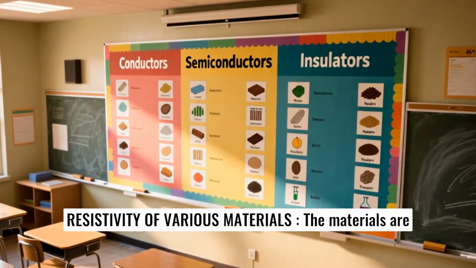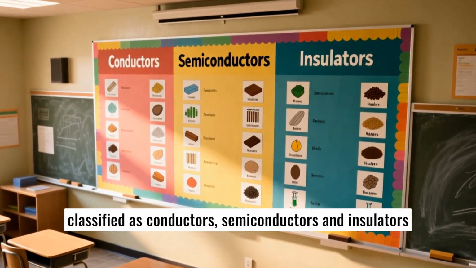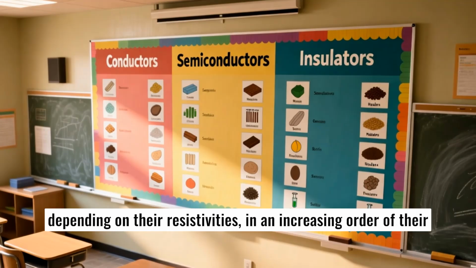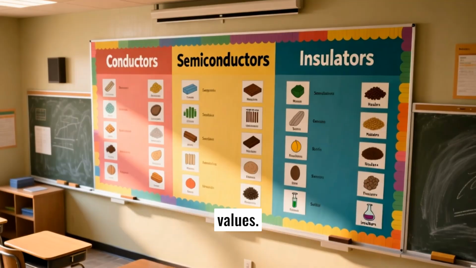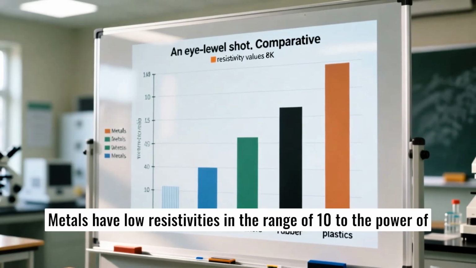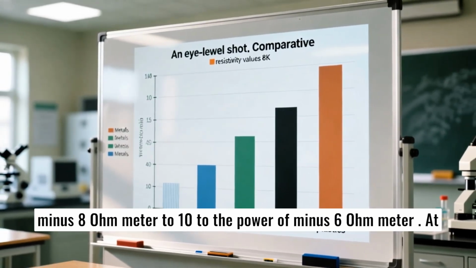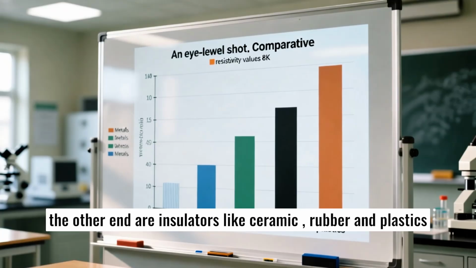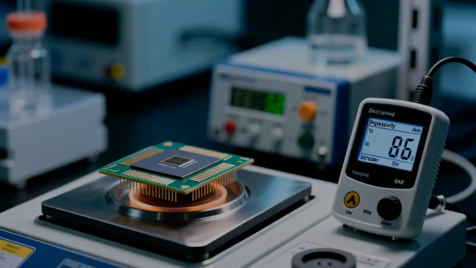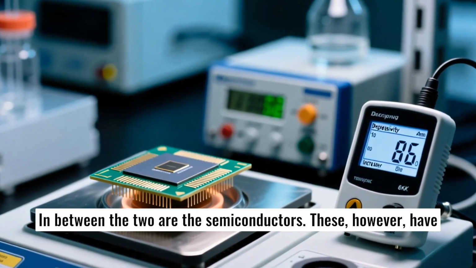Resistivity of various materials. The materials are classified as conductors, semiconductors, and insulators depending on their resistivities in increasing order of their values. Metals have low resistivities in the range of 10 to the power of minus 8 ohm meter to 10 to the power of minus 6 ohm meter. At the other end are insulators like ceramic, rubber, and plastics, having resistivities 10 to the power of 18 times greater than metals or more. In between the two are the semiconductors.